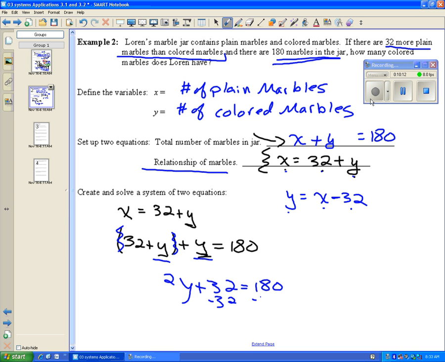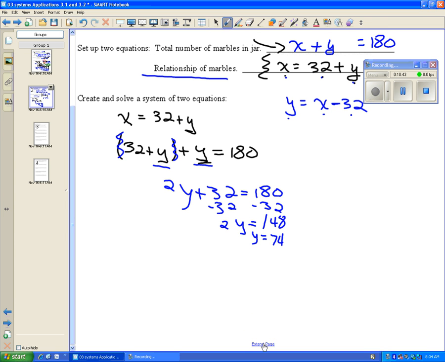Subtract 32 from both sides. So 2Y is equal to 180 minus 32, 148. Divide by 2, Y is equal to 74. So the number of colored marbles is 74. So I can say there are 74 colored marbles.